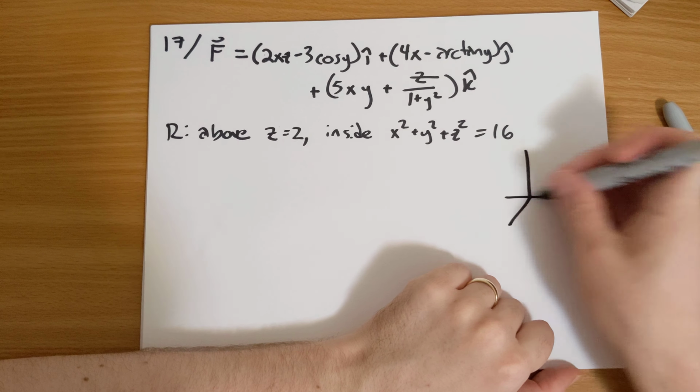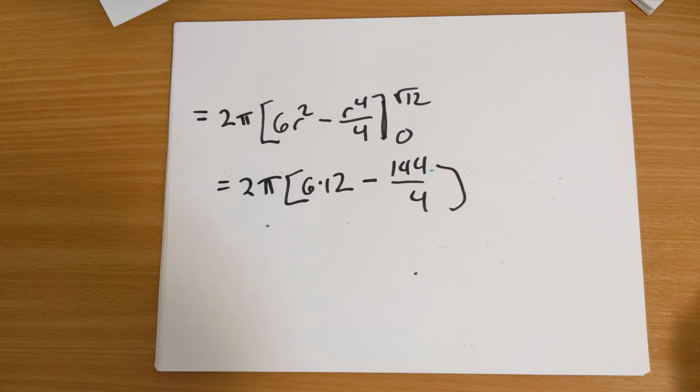At this point, to finish off this problem, this will be 2 pi times the integral of 12r minus r cubed. The antiderivative of that will be 6r squared minus r to the 4th over 4. Plug in r from 0 to square root of 12. And so we have 2 pi times 6 times 12 minus root 12 to the 4th, which is 144 over 4. And that's a perfectly good final answer.